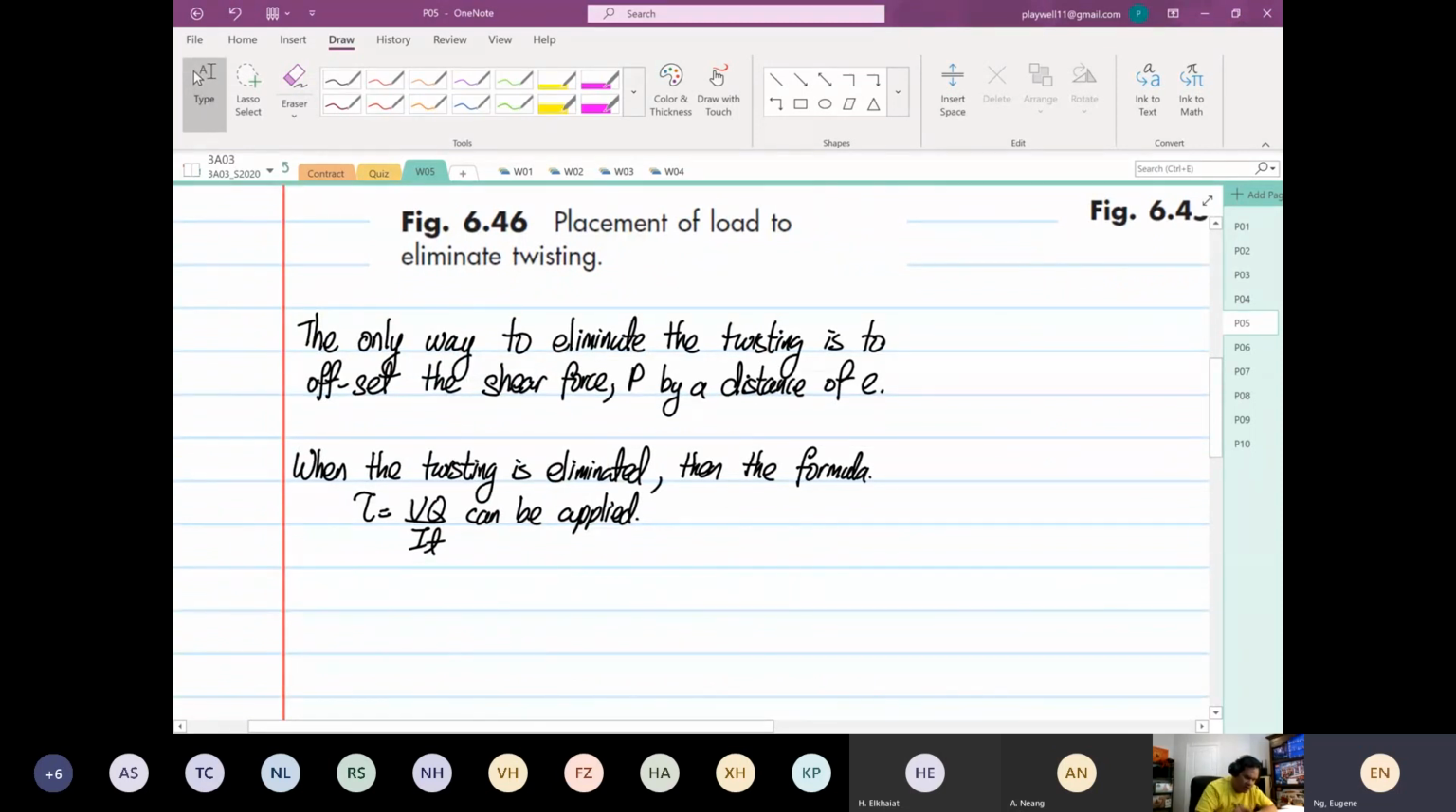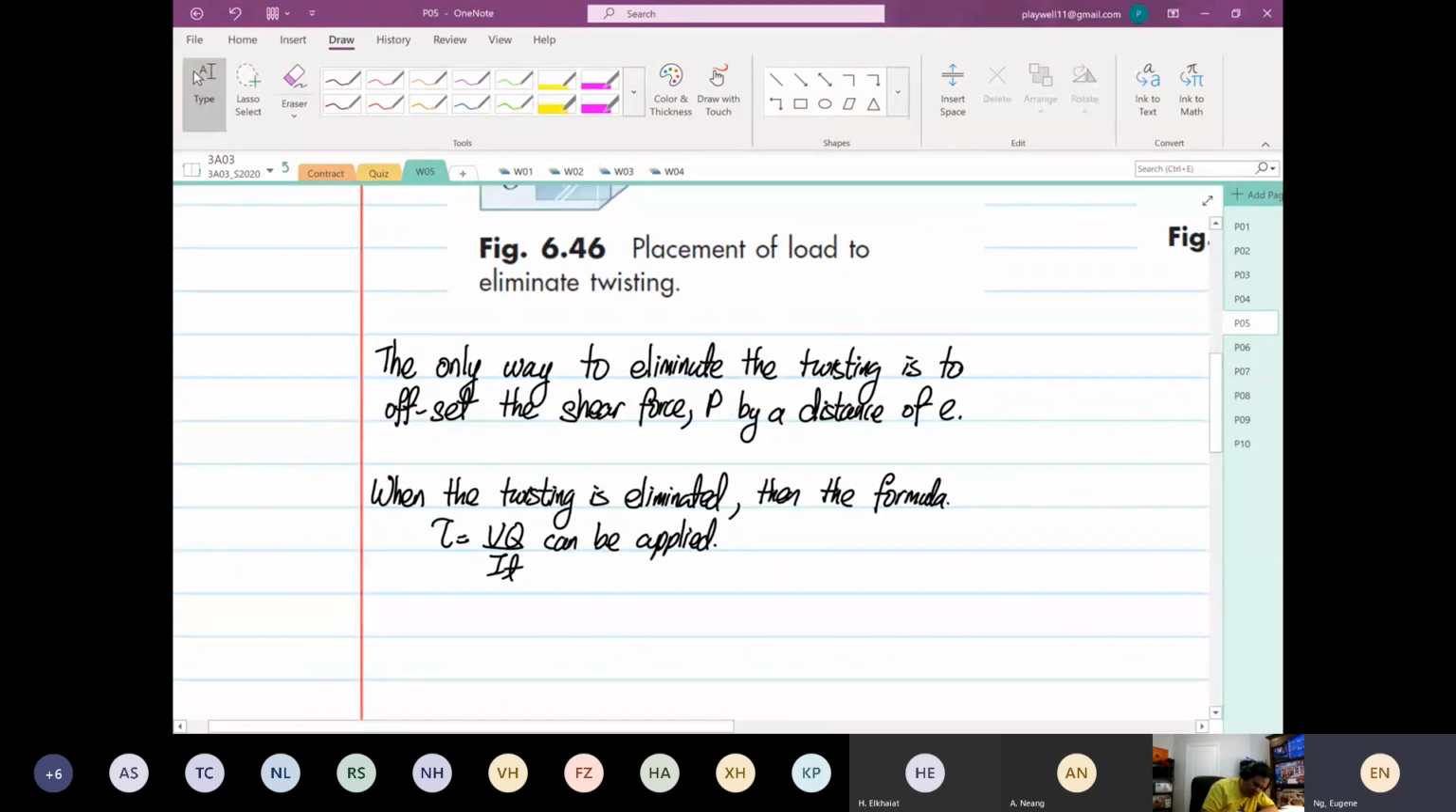So the position O, or the O position, is also known, so there's a term for it, okay, that is also known as the shear center.